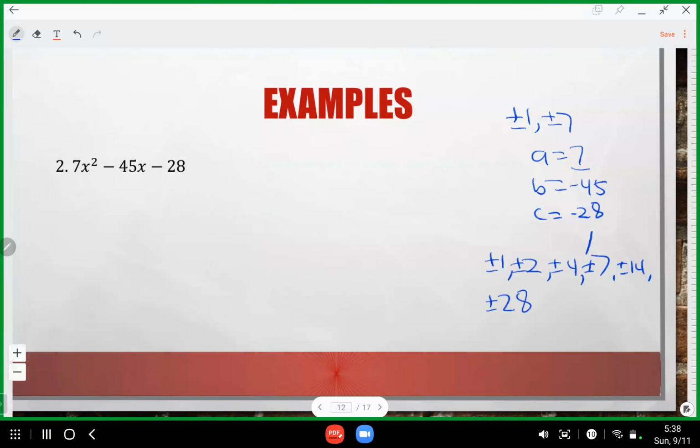Now, remember how I said usually the factors that are closest are the most likely ones. So let's choose 4 and 7. Always start with those. They're usually the best. All right, so let's make our x. We're going to list factors of 7 on the left side and factors of negative 28 on the right side. So that's for 7, 1, 7.